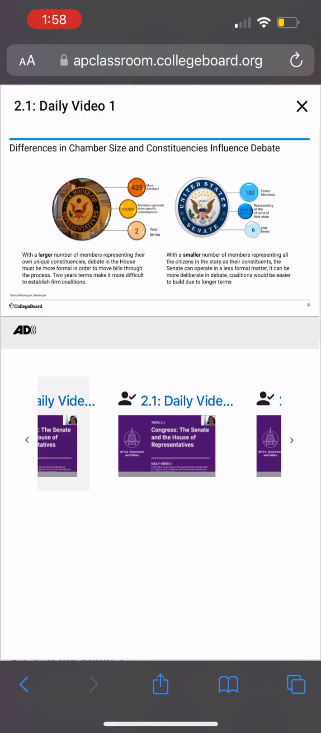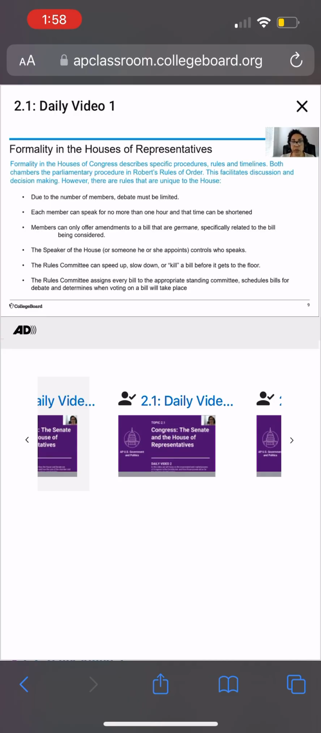All right, so the formality in both of the houses starts with using parliamentary procedure, Robert's Rules of Order, and those things that are specific to the House, we know that the debate has to be limited because of the numbers. Each member can only speak for 1 hour.